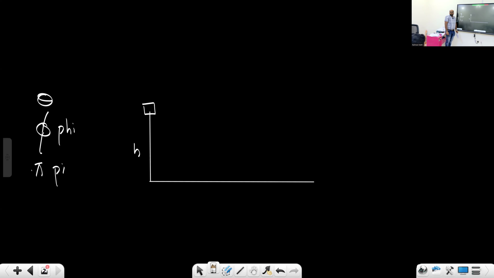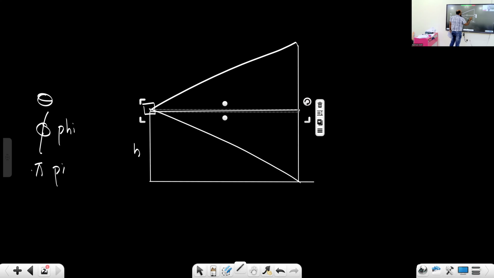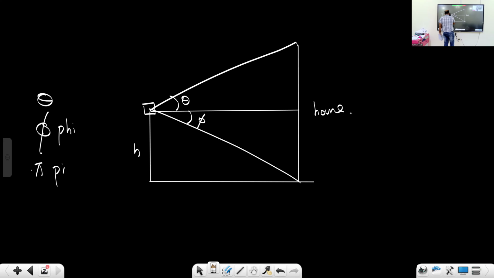From a window, opposite there is a house. Now the angle of elevation and angle of depression. If you want to mark them, a horizontal line should be there, so draw the horizontal line. Angle of elevation is theta and angle of depression is phi. This is the opposite house, and this is our window. Window spelling, don't make a mistake.